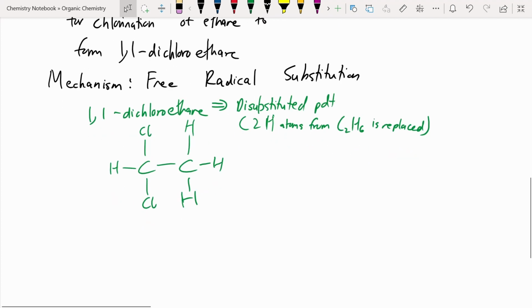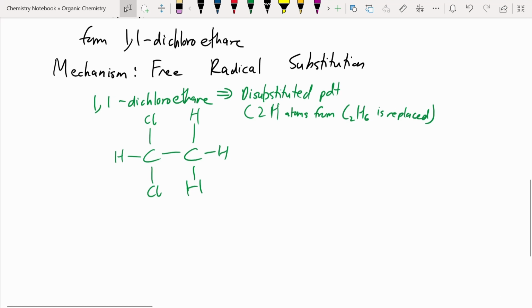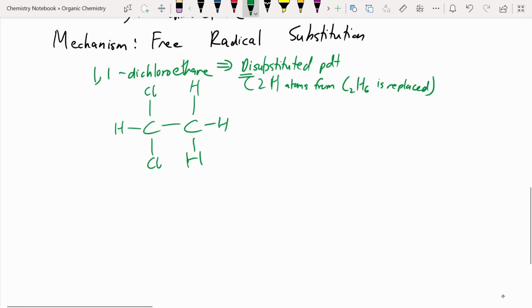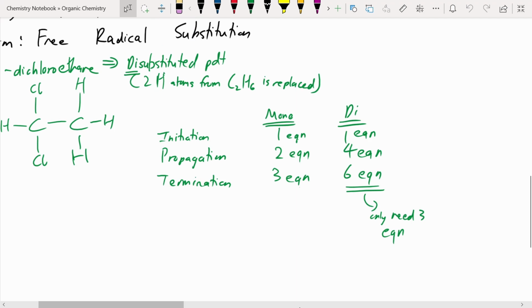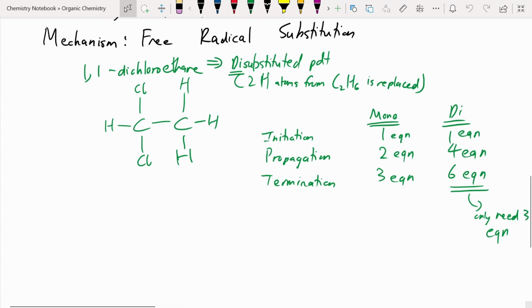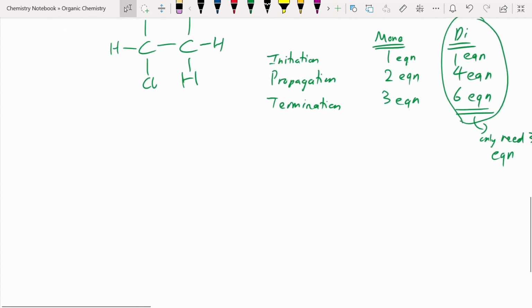What is important about di-substituted and mono-substituted products? Whether it's di or mono-substituted, it's important to know how many atoms are being substituted, because this will determine how many equations you need to write. Since it's a di-substituted product, we'll be looking at this one over here. Okay, so initiation. How are we gonna draw the initiation step?